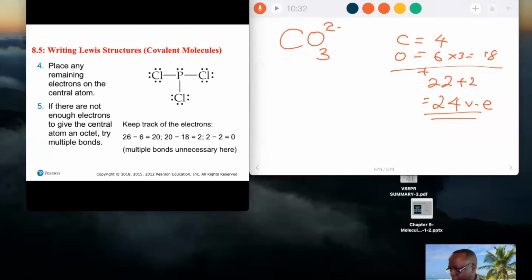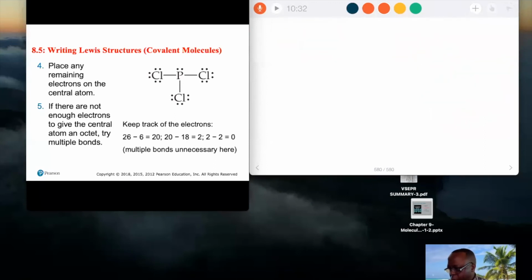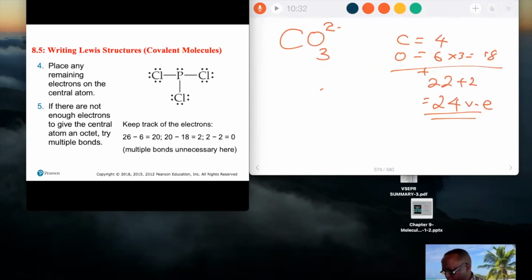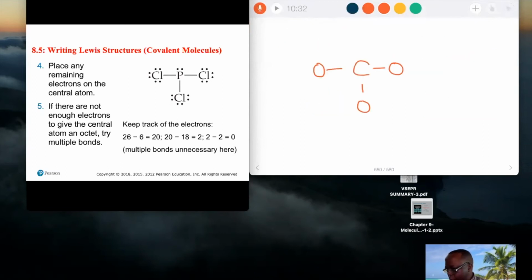I'm looking at rule number 1. Carbon is bonded to 3 oxygen. We subtract 6. 24 minus 6 remains what? 18. So in each one of them, we give what?